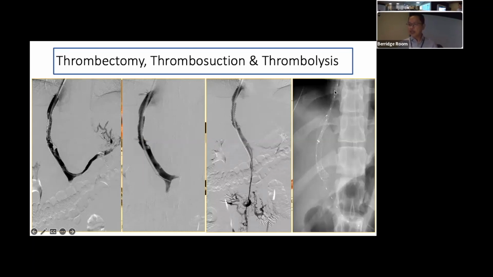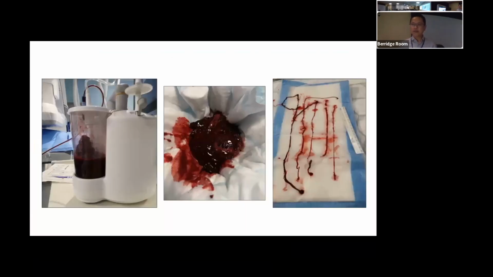Yeah, and we left this ECOS catheter here for infusion, catheter-directed infusions or thrombolysis, overnight or for a few days. And this is the clot we aspirated on that case. You can imagine, this is quite substantial.